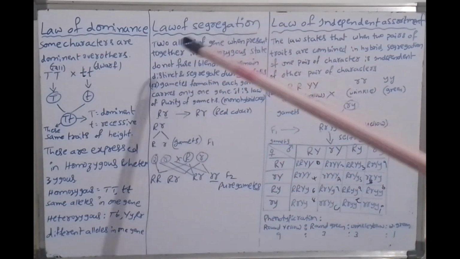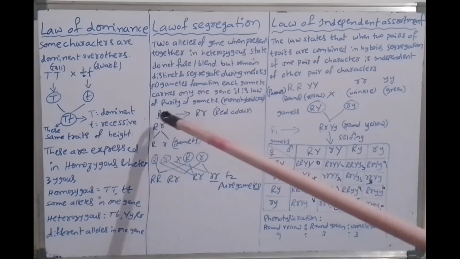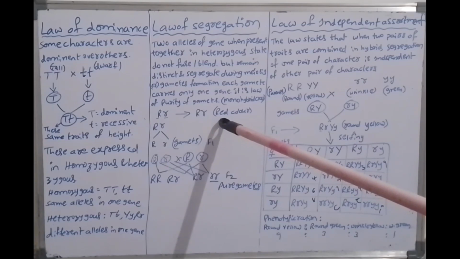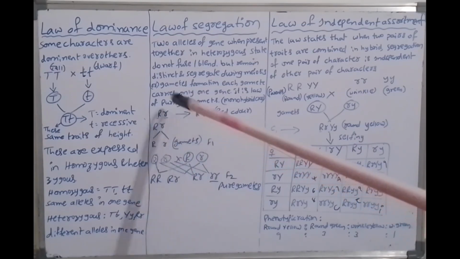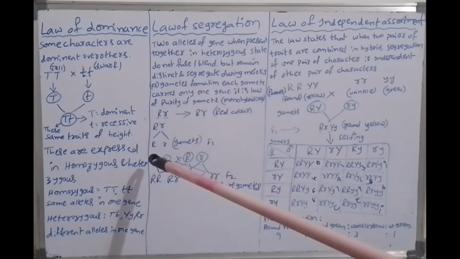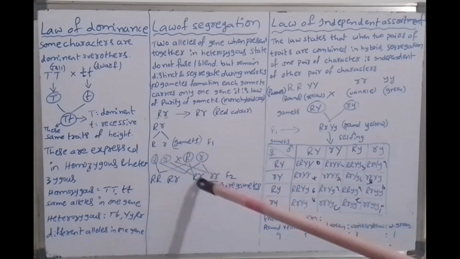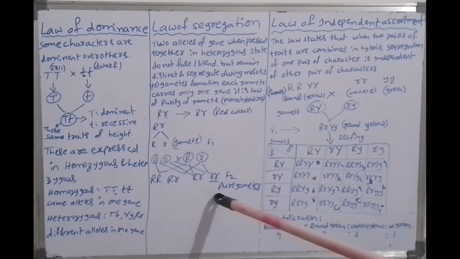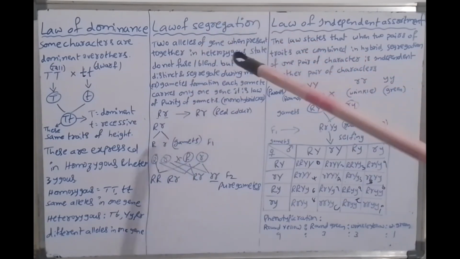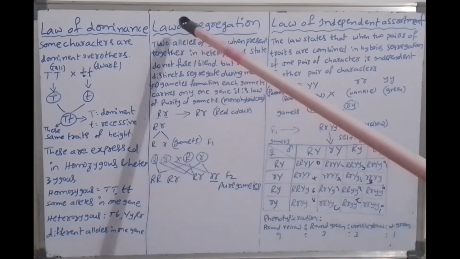The law of segregation means the two alleles of a gene, when present together in a heterozygous condition, do not fuse. They remain distinct and segregate during meiosis. When gametes are formed, each gamete carries only one gene. These are pure gametes. So this is called the law of segregation. Segregation means separation: separation of alleles, separation of gametes.